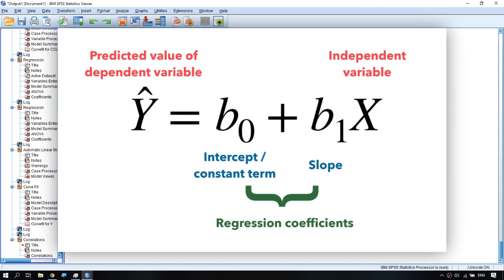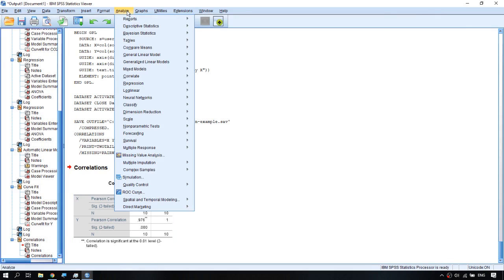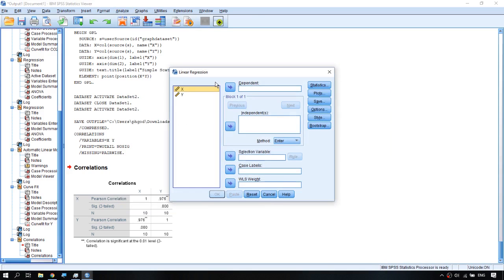There are actually more than one way to do regression analysis in SPSS. And I'm going to show you the ways that I think are simplest for beginners. So the first way to do it is to click on Analyze and find the regression menu. And on the right, in the second option, click on the Linear. And to conduct the regression analysis, you need to specify the dependent variable and the independent variables.